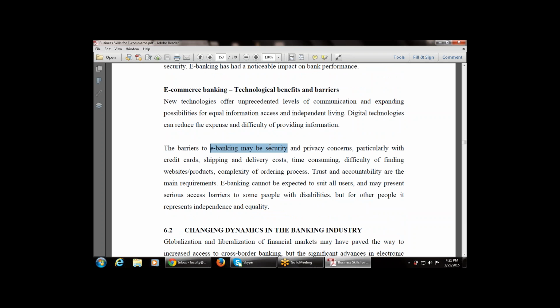The barriers to e-banking may be security and privacy concerns. This is the main barrier, because security and privacy are challenging factors when we do marketing or anything online, because there are so many frauds available online, like phishing, ID theft, and many others.